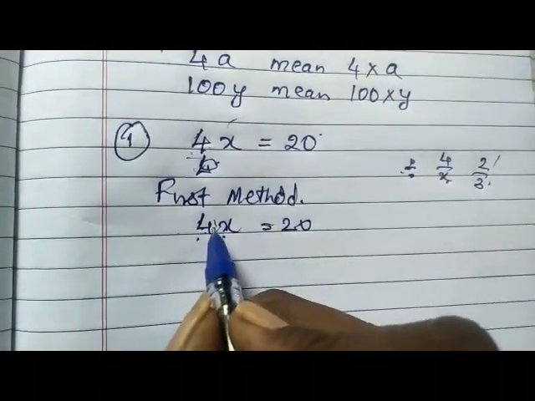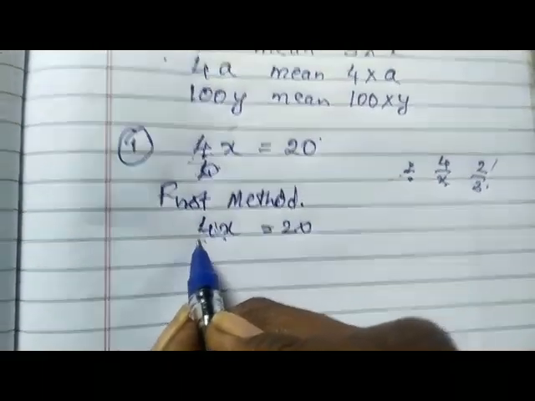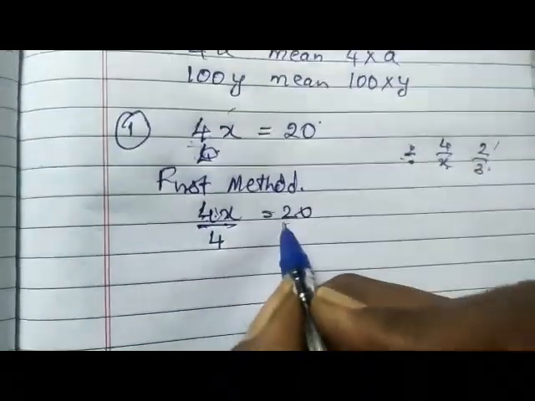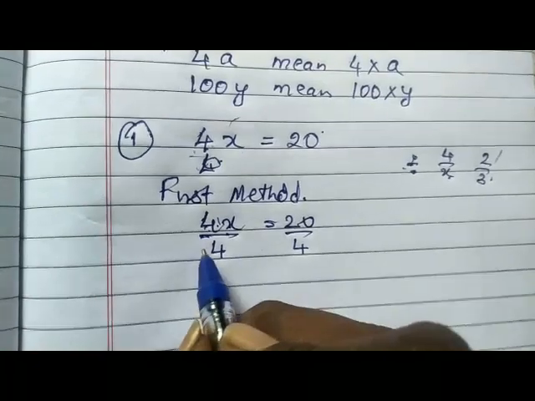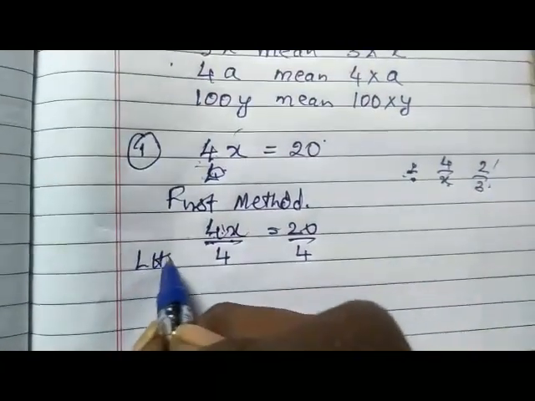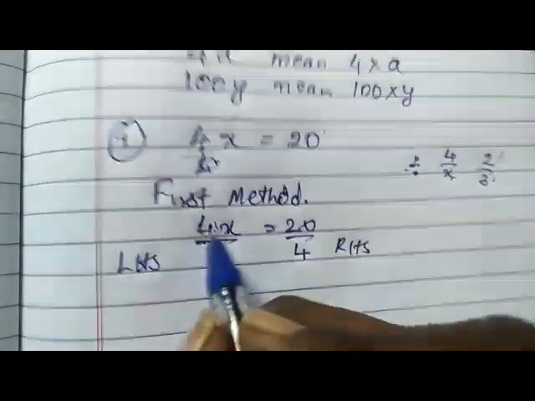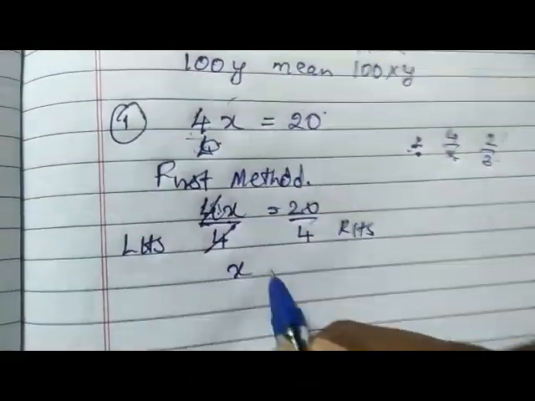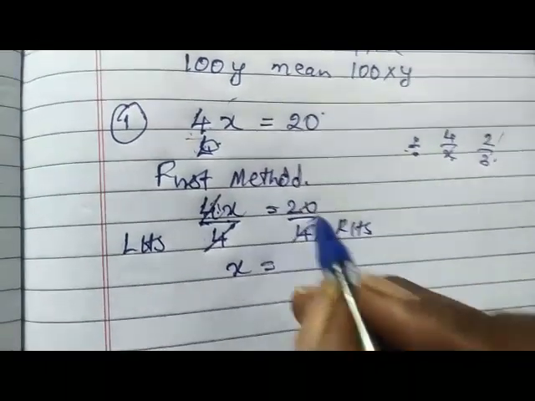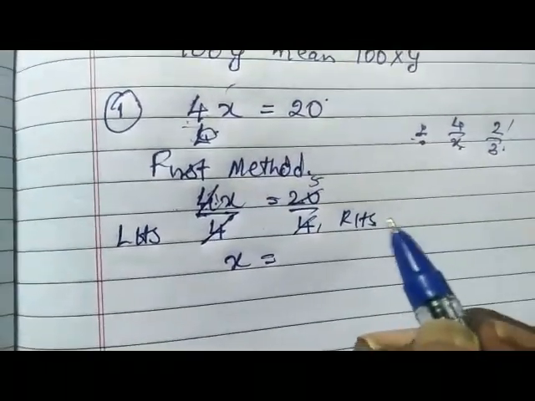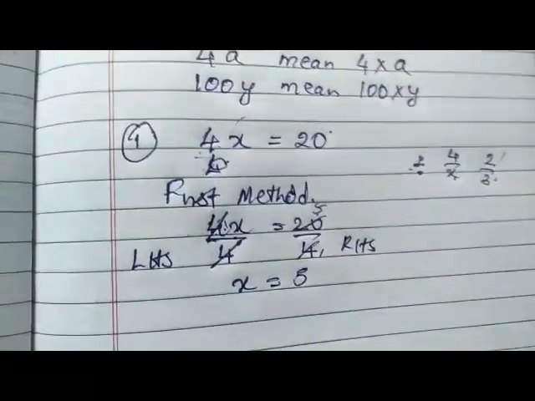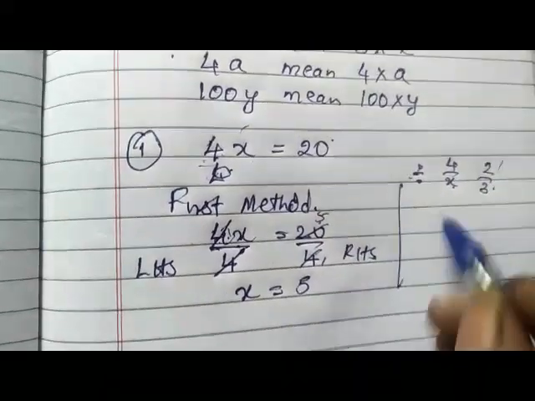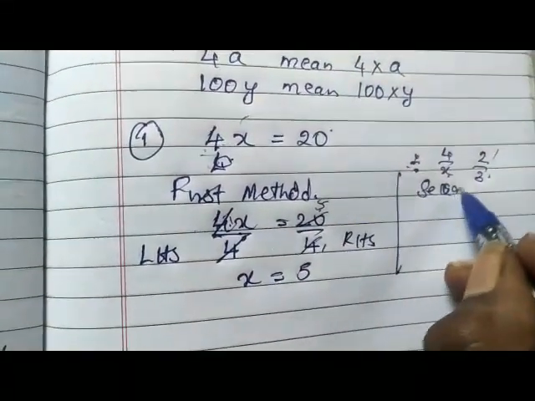So multiplication, the opposite of multiplication is division. So I want to remove this 4. So I divide by 4 on both sides, here as well as here. That means on the left hand side as well as on the right hand side. So 4 cancels. What is remaining? X. X is equal to, 4 ones are 4, 4 fives are 20. So what is the answer? 5. Okay, let's do it by the second method.